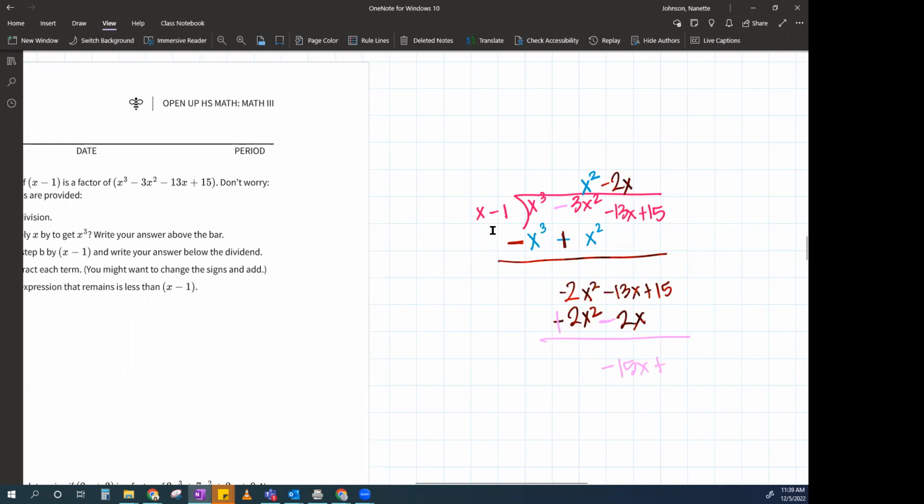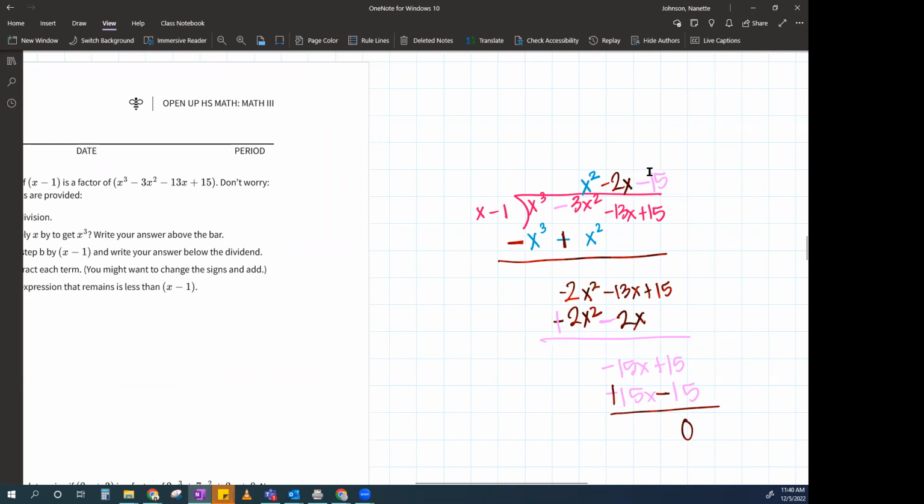So then this is negative 15x plus 15, right? And then I say, okay, x times what gives me negative 15x? You all would say negative 15. And so this is negative 15x and 15. And then I go through and I change my signs. And this is 0. Again, this 0 means something, right? What does this 0 mean? There's no remainder. What does the no remainder mean? Very good. This is a factor.